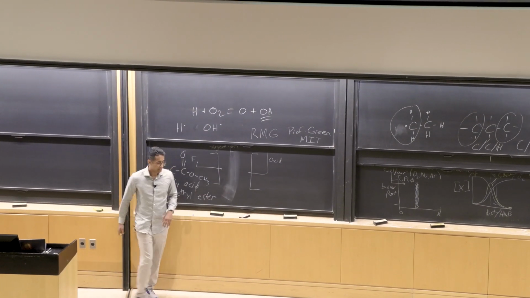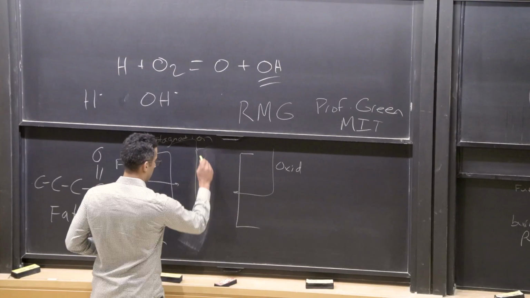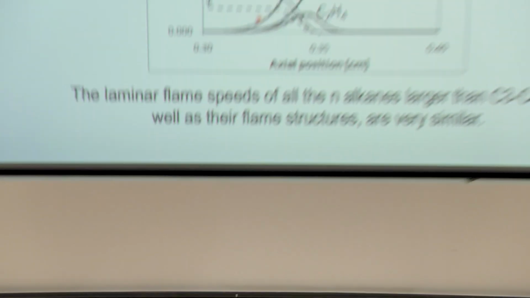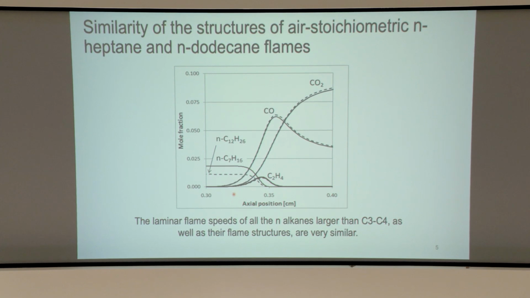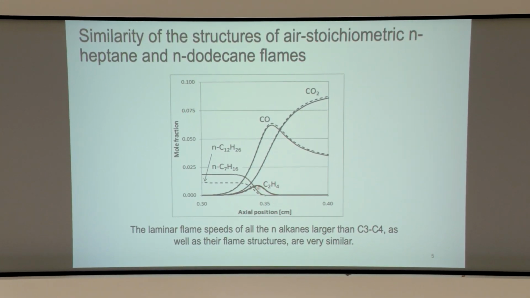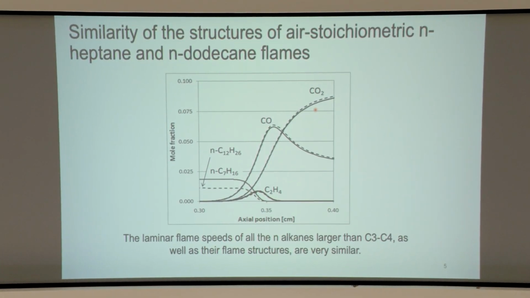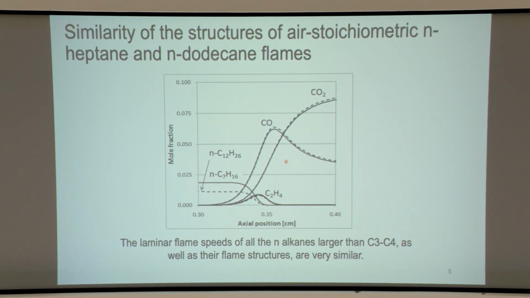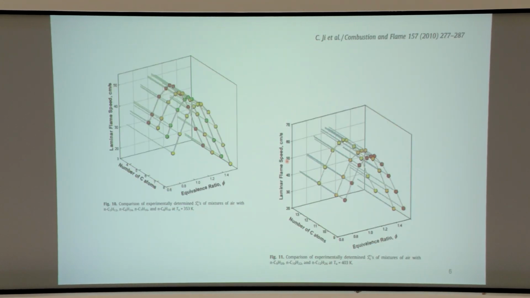So a counterflow flame, where you have the flame in the middle. If you put N-heptane and N-dodecane, you start to see they lead to the similar types of intermediates, ethylene, carbon monoxide, carbon dioxide, at relatively similar rates. And the next slide is showing laminar flame speeds.